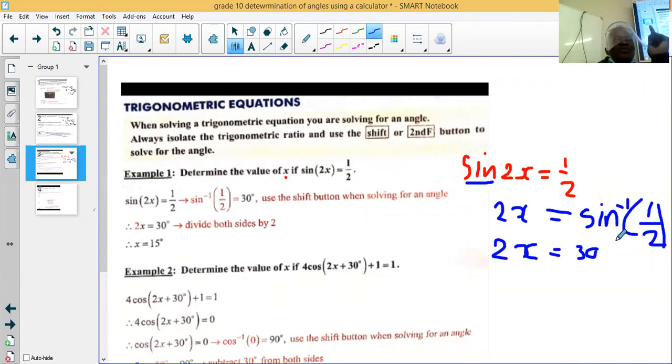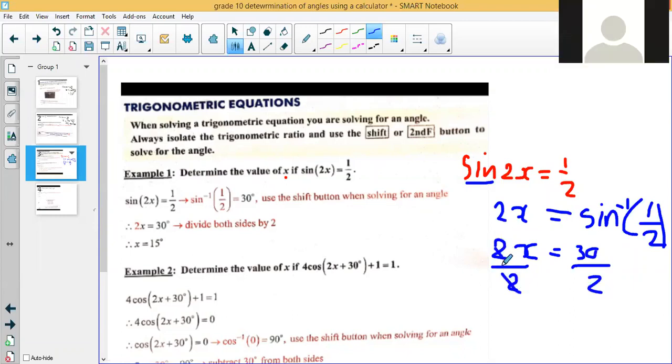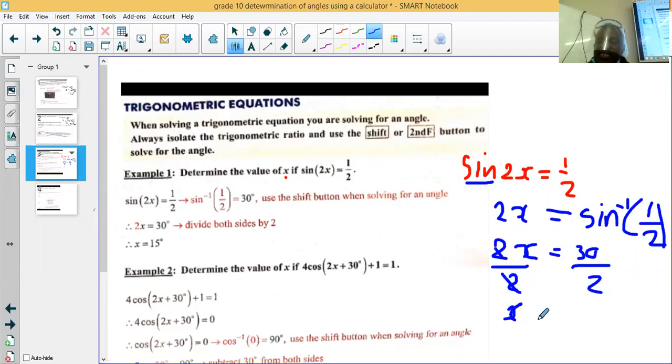Because we have not found the numerical value of x, this one is 2x. So what do we need to do? We divide by 2 where? Both sides. If you divide by 2 both sides, you now remain with x. X is equal to what? 15. This is 15 degrees. Are you following? Now remember to use correct units. 15 degrees. Don't just say 15. It's 15 degrees. Any more questions there? Are you clear?